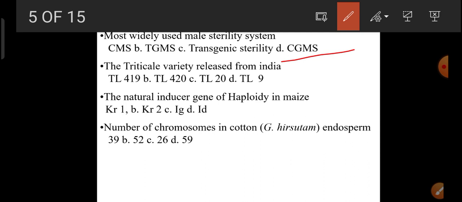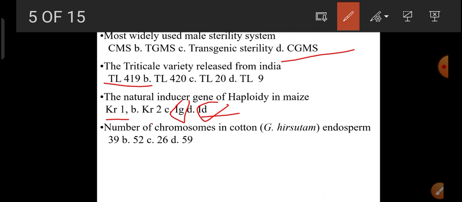the next question is the triticale variety released from India. Popular variety is TL 419. All are the triticale varieties only, but the variety released in India is TL 419. The natural inducer gene of haploidy in maize. Four options are KR1, KR2, IG and ID. There are no ID genes, I think. IG genes are found in maize, and KR1 and KR2 are the natural haploid inducer genes in wheat.